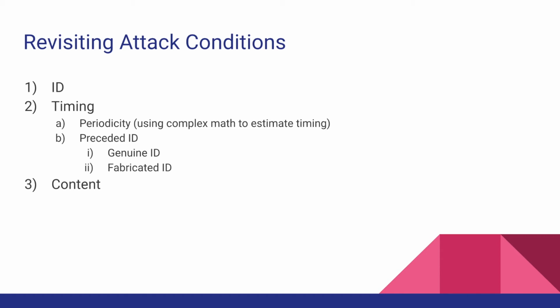So revisiting the attack conditions, we have three things that we need to consider. First, the ID. We need to make sure the adversary has the same ID as the victim. Second, the same timing, which we can solve using periodicity, which is the complex math to estimate timing, but also preceded IDs. Within that, you can use the genuine ID by having the attacker observe and wait, but you can also fabricate the ID. And third, the content.